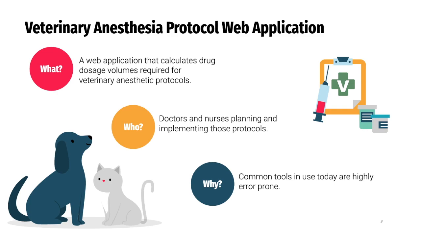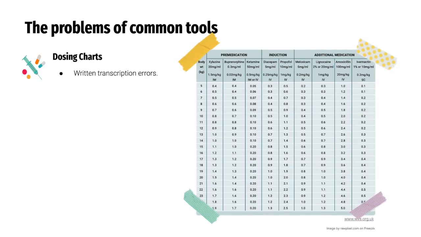The Veterinary Anesthesia Protocol web application calculates drug dose volumes required for veterinary anesthetic protocols. It's an application whose primary users are the doctors and nurses implementing those protocols. The reason I chose this concept for this app is because common tools in use today are highly prone to user error. So what are the problems with the common tools currently in use?